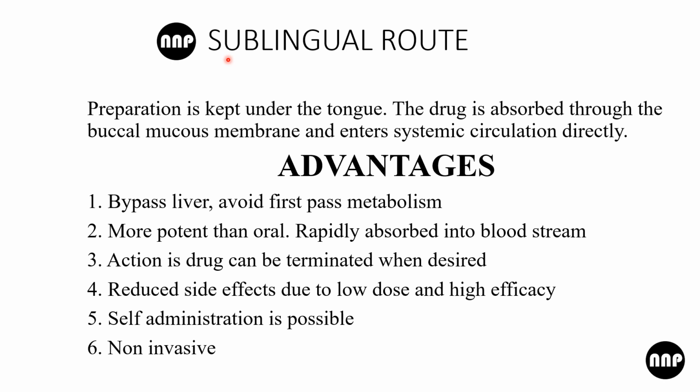Sublingual route. The preparation is kept under the tongue and the drug is absorbed through the buccal mucosa. So from the buccal mucous membrane, the drug will be absorbed and it will enter the systemic circulation directly. What are the advantages? So the advantages are it bypasses the liver and avoids first pass metabolism, so bioavailability will be more. It is more potent than oral and it is rapidly absorbed into the bloodstream. The action of the drug can be terminated when desired.